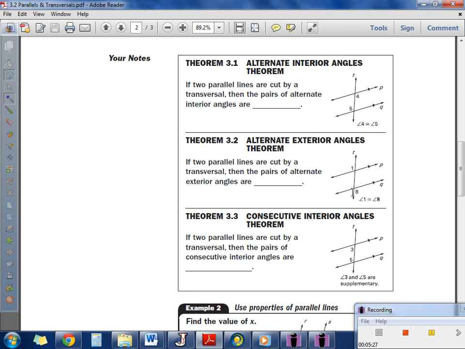That's a good response. The next one is consecutive interior. It tells you that, but why do they use the word consecutive? What's that mean? Means same side. You might want to write that down. Same side of the transversal. Consecutive means same side of the transversal. Why do they say interior? Inside of the parallel lines. Good.